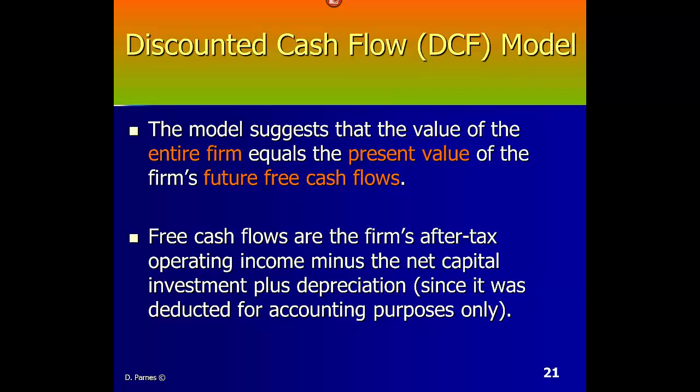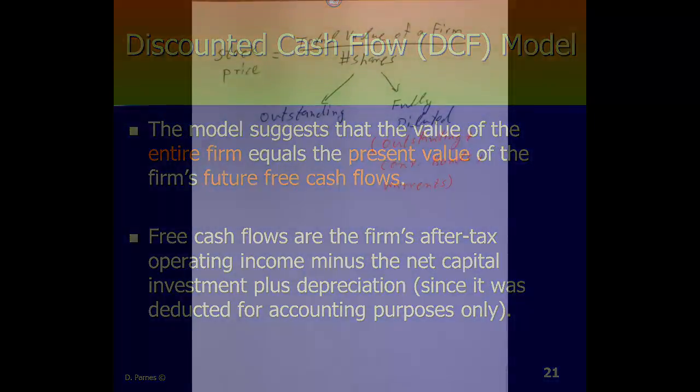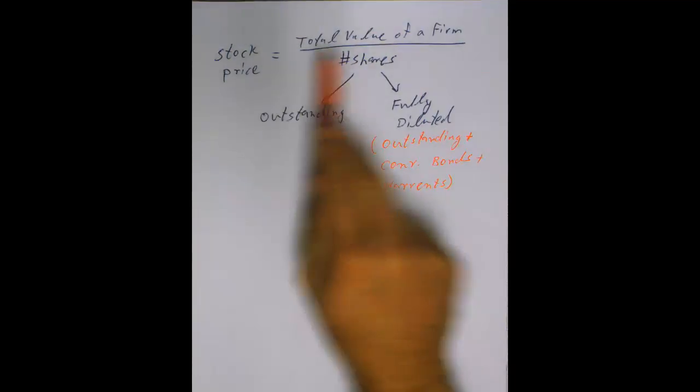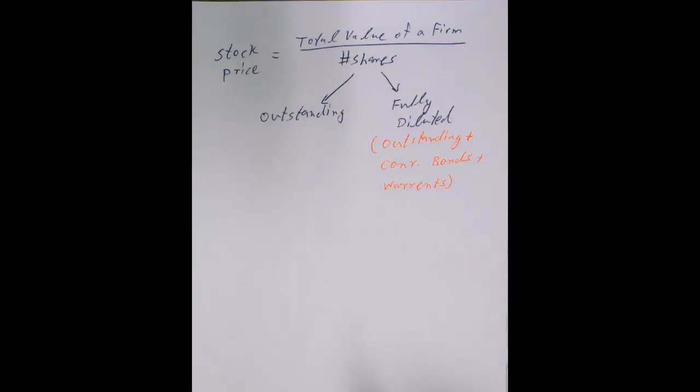The final step will be to divide the value of the entire company by the number of shares, and from that we can derive the target stock price. Let me explain a few words about how to divide by the number of shares. The next few models that we're going to tackle look at the stock price as the total value of the firm divided by the number of shares.